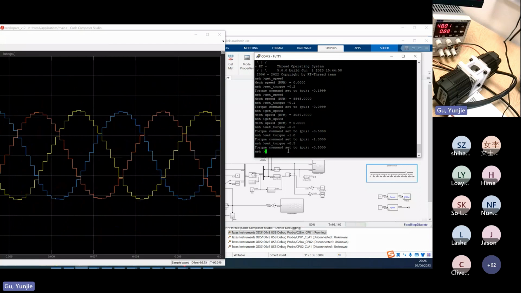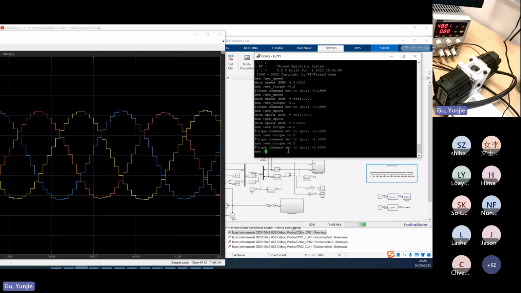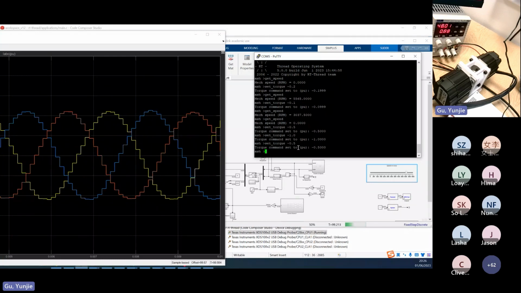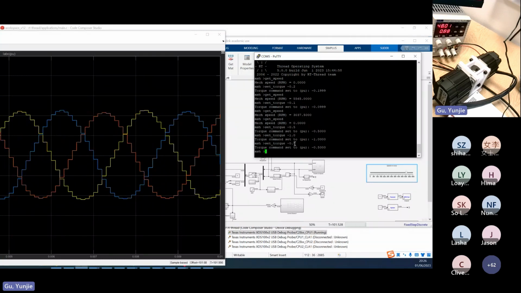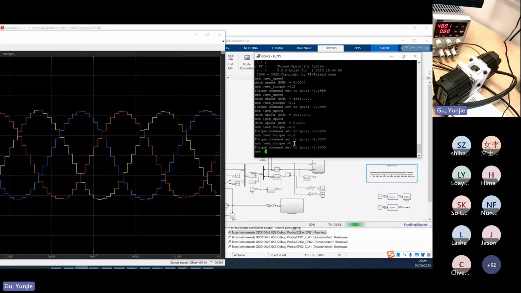So RT-Thread gives us a very convenient way to do tuning. You can also change parameters via the shell. You can set commands and read debug output. This is very convenient, and I love it.